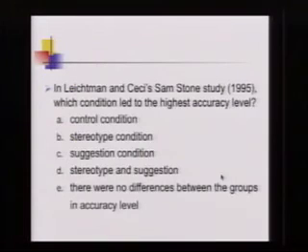Okay, in this study, I definitely remember talking about the Sam Stone study by Leichtman and Ceci. Remember that clumsy fellow that came into the preschool? Which condition led to the highest accuracy level? Remember there was a control condition where Sam just came and walked around? The stereotype, Sam was clumsy. The stereotype and suggestion, he was clumsy, and remember that he spilled chocolate on the white teddy bear and he ripped the page out of the book?